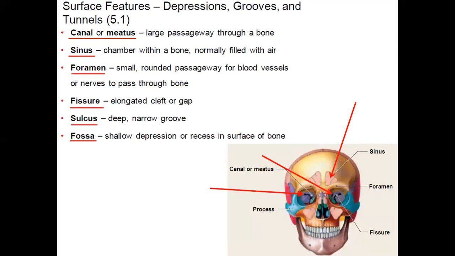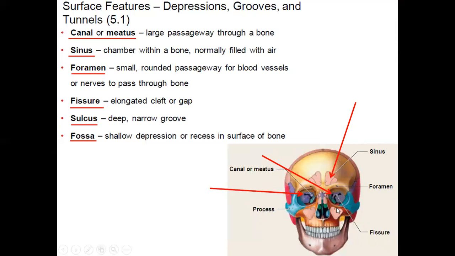Canals or meatus are large passageways through bone. So for example, there's a structure here. Can you see that opening there? That's called the optic canal. Think about that, the optic canal. You have a nerve that runs through that. Remember, nerves and blood vessels need to have a canal or a passageway to get through bone. So the optic canal is the passageway for the optic nerve.